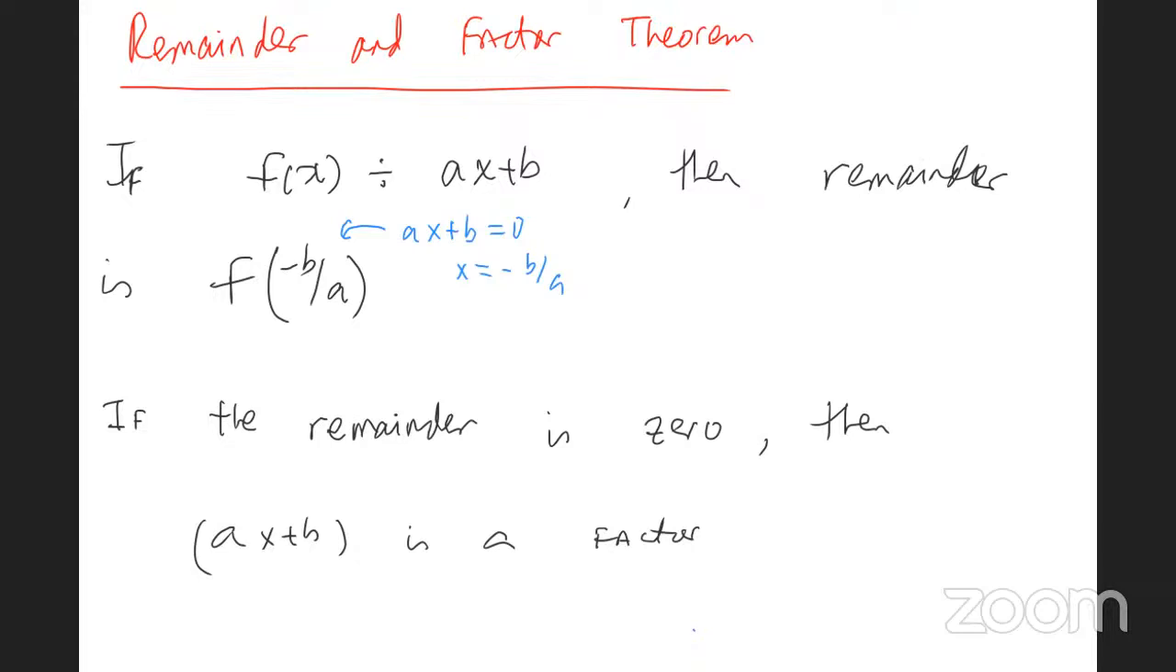So if the remainder is 0, then ax plus b is a factor. That's something quick for us to remember. All right, let's jump into our exam. Let's do our long division. In fact, I'm going to see if I remember anything. We're not doing synthetic division or anything. I'll show you that next week. Let's see if we could do this.